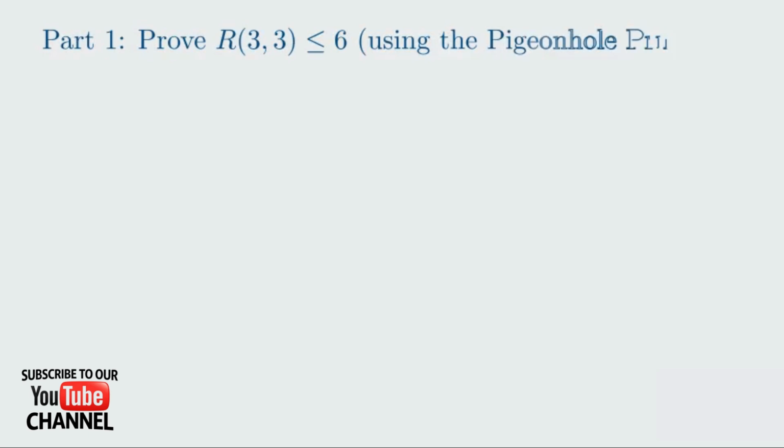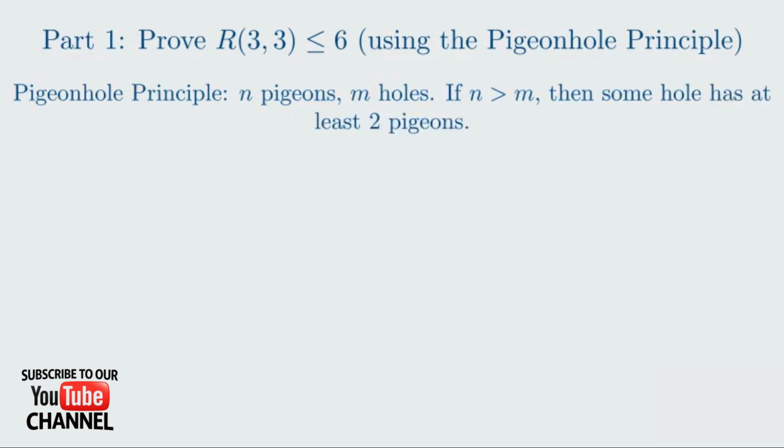So, let's start with part 1, proving that R(3,3) is less than or equal to 6. We'll use a technique called the pigeonhole principle. It's a very intuitive idea. Imagine you have more pigeons than you have pigeonholes. If you put one pigeon in each hole, at least one hole must end up with more than one pigeon.